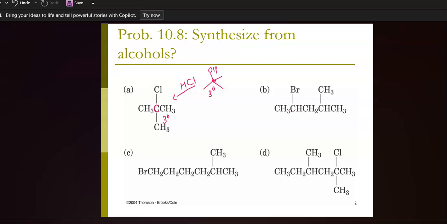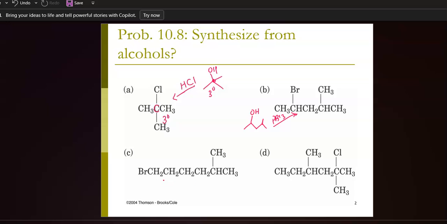So the best way for producing this would be to take a secondary alcohol and treat it with PBr3. Okay, so we have 1, 2, 3, 4, 5 carbon atoms. So what I would do is take this compound and have an OH at the same position where the Br was, and then we have to make the correct structure, so there's a CH3 here, and then if you treat that with PBr3, that should give you the respective alkyl halide that's here.